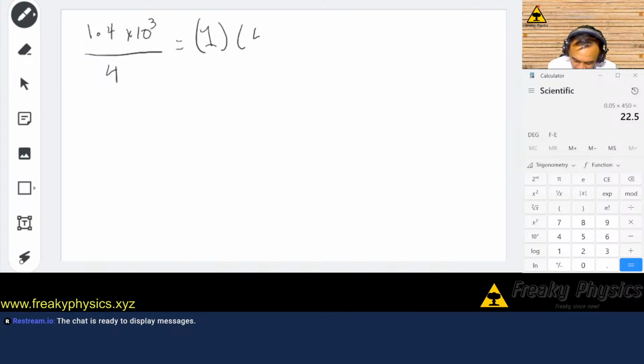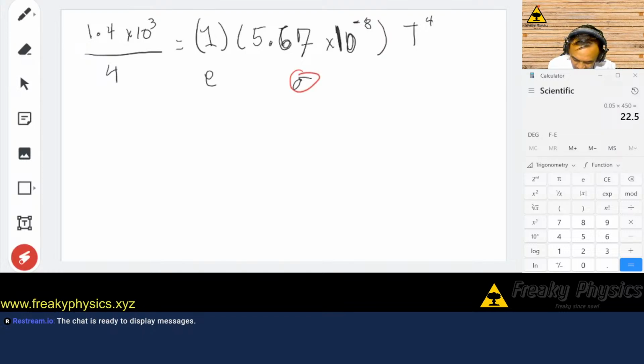Sigma has a value, and this one's an easy value to remember, but you can always check the data booklet to be sure. In my case, I've memorized this because it's quite easy to memorize. This is sigma, this is E, and then the T to the 4, we don't know. I just want to point this out before we continue. Sigma, the Stefan-Boltzmann constant, is 5.67 times 10 to the minus 8.